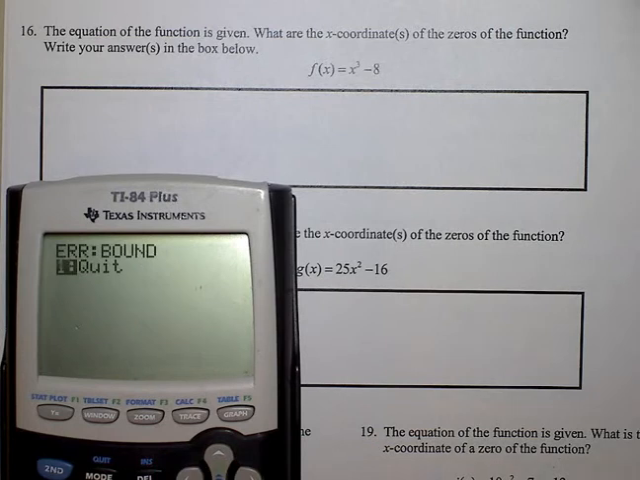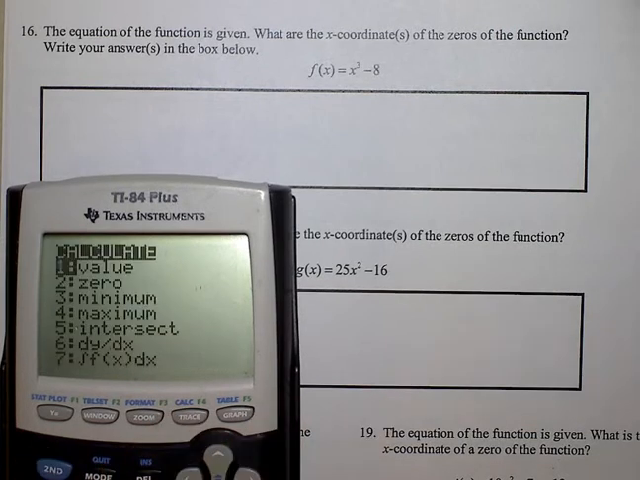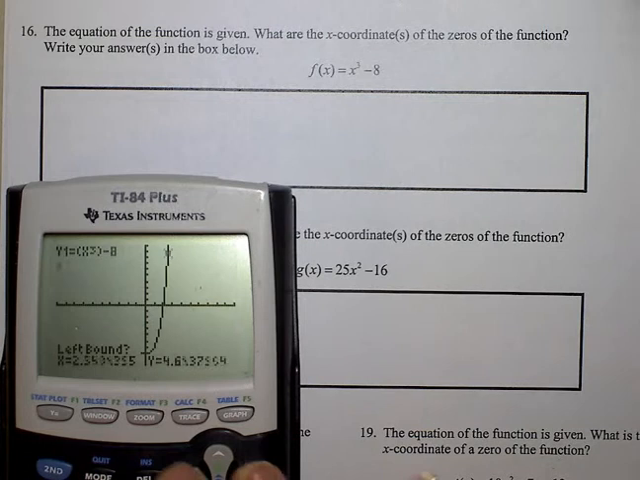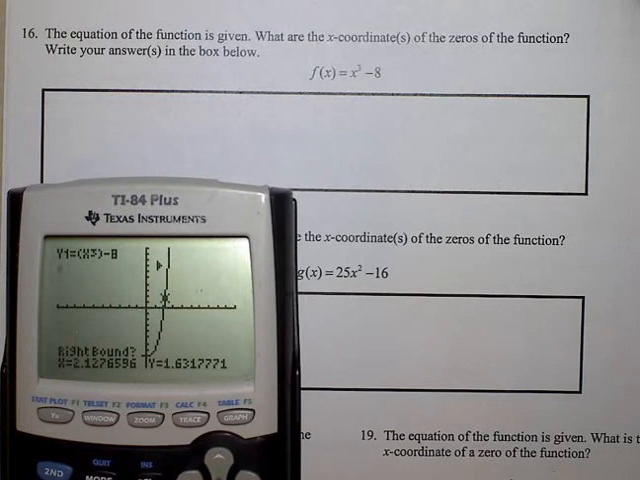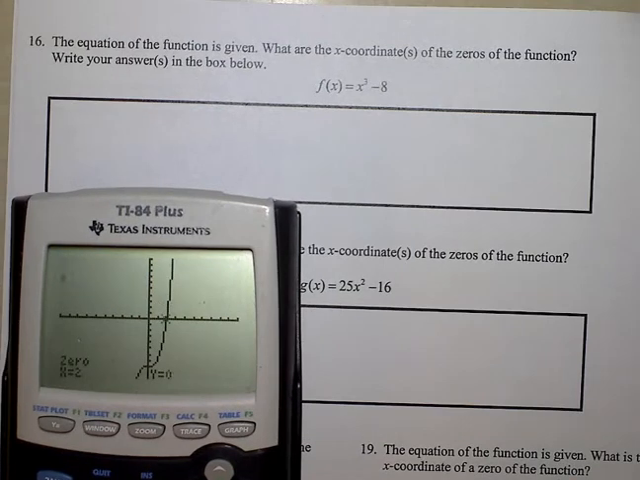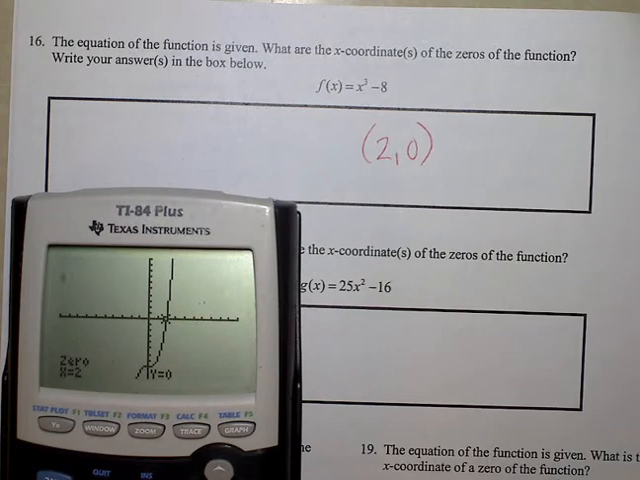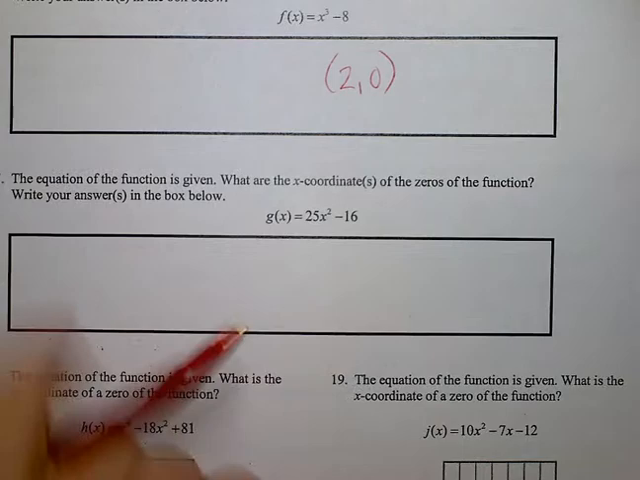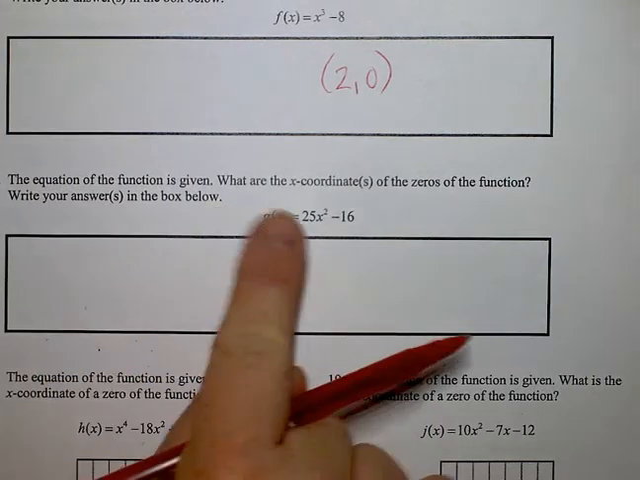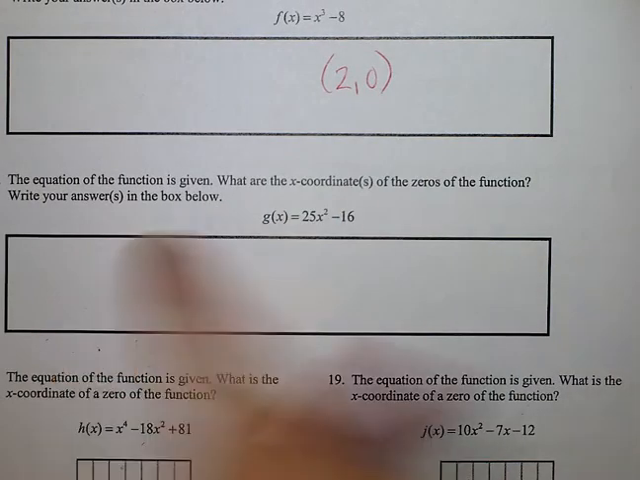I gotta do this again. I lost that little arrow. Okay, there's my left bound, there's my right bound, and back to it. So I can see the exact coordinate is 2, 0. Alright? Next up, the equation of the function is given. What are the x-coordinates of the zeros of the function?